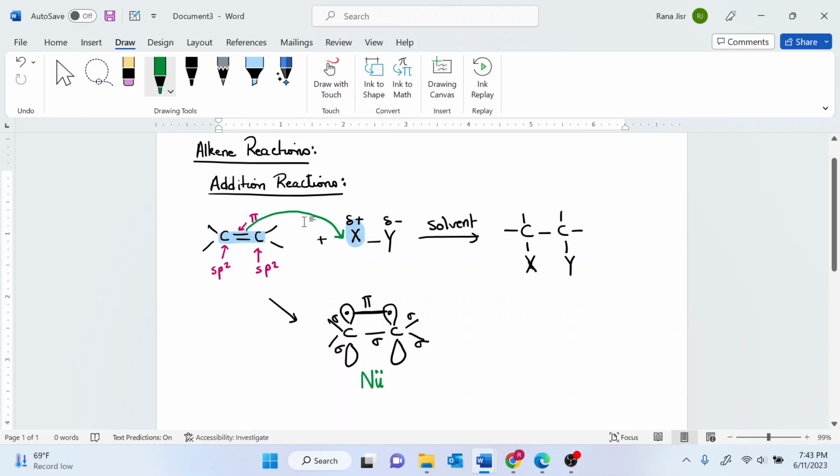And then every time you make a bond, you are going to break a bond. So in this case, you're going to break a bond, and Y is going to be a leaving group that later on is going to attack the adjacent carbon, and you're going to have an addition reaction.